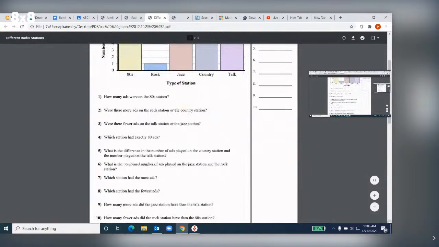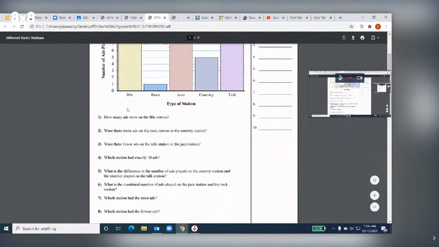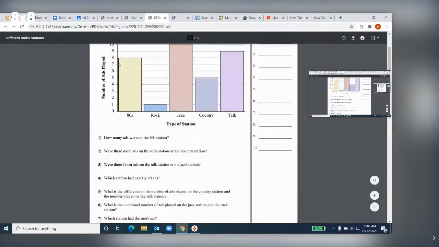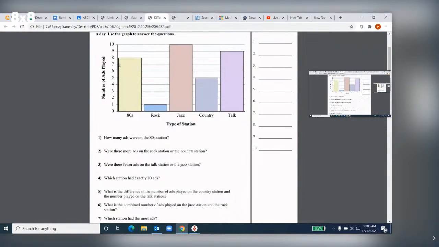And then how many fewer ads did the rock station have than the 80 station? So the rock had 1 ad and the 80 station had 8. So 8 minus 1 is 7.